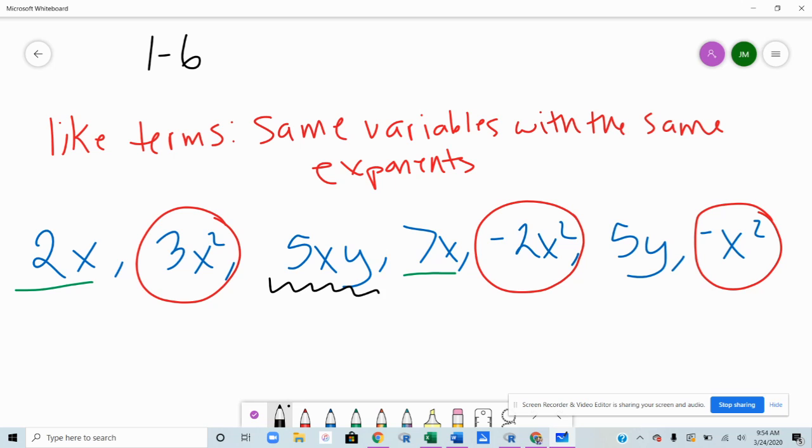I have 5xy. It has no like terms in this whole set. This one has an x and a y, and no other terms have both of those variables. And then I have 5y. Also doesn't have like terms because that's the only one that has just a y.